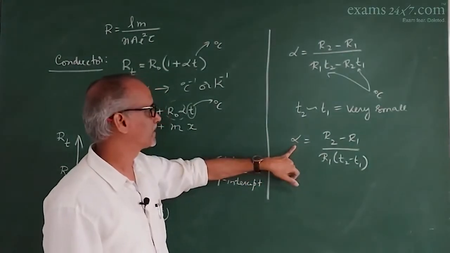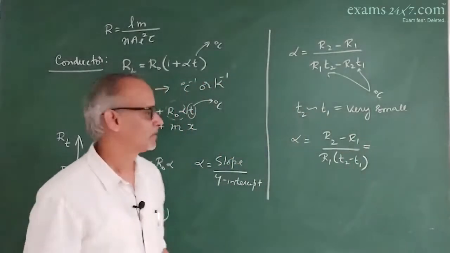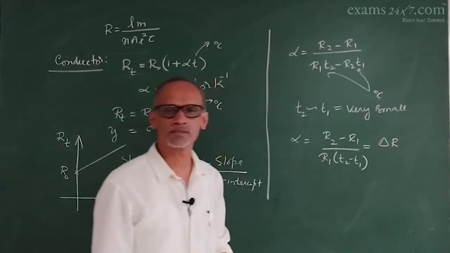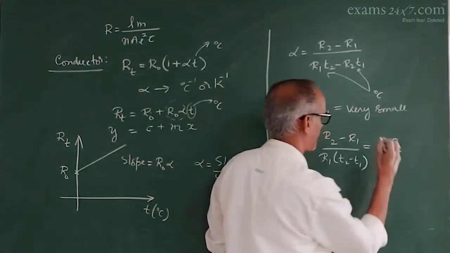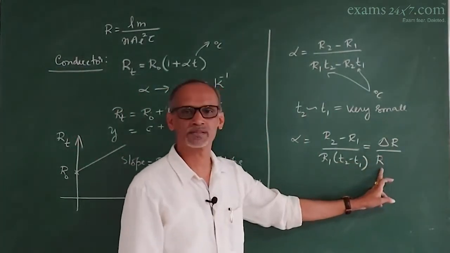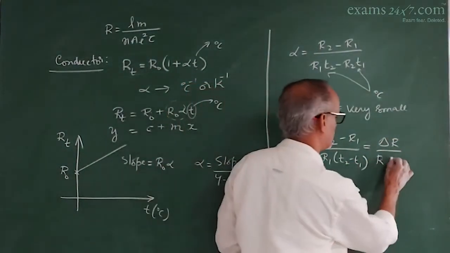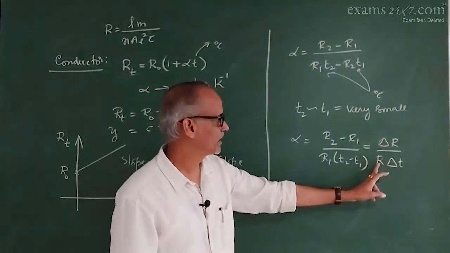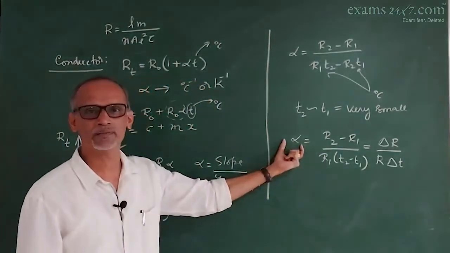So alpha, the temperature coefficient of resistance, is also equal to, what is R2 minus R1? That is the change in resistance, divided by the initial resistance. That will give you the fractional change in resistance. Fractional change in resistance to the change in temperature. That is, fractional change in resistance per degree centigrade rise in temperature will give you the value of alpha.